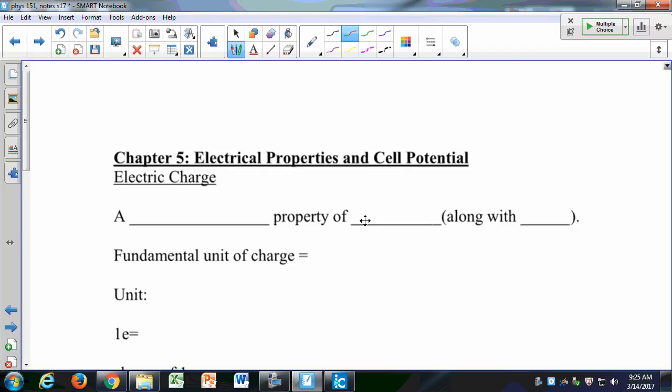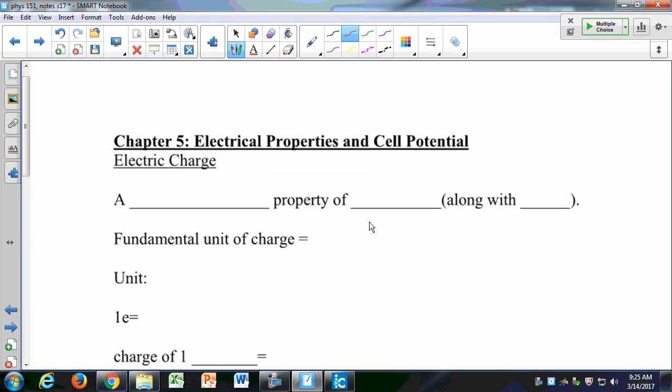Sometimes the topics students find to be difficult in this chapter, because potential and fields are kind of abstract ideas and they're sometimes difficult to understand. But we'll be okay. We're going to go through and I'll be patient, and you'll be patient with me too, I'm sure. So let's look at electric charge.